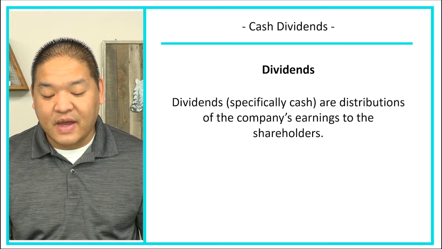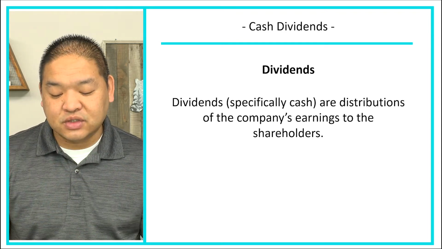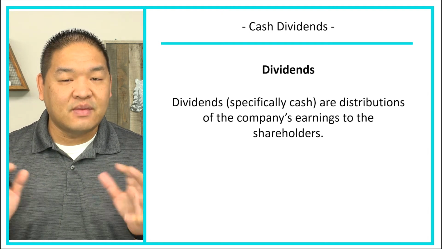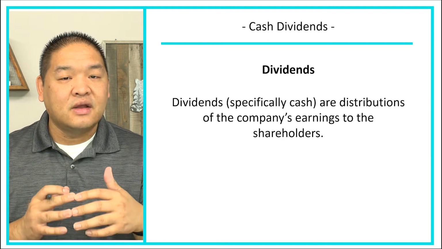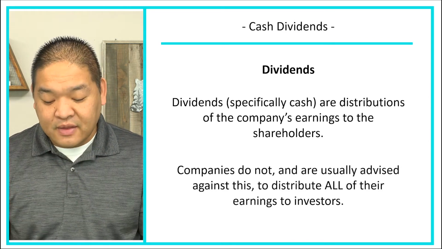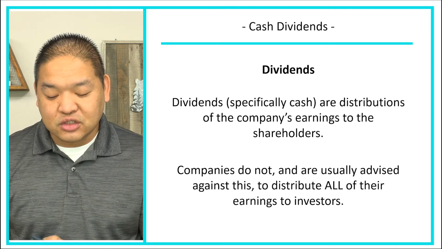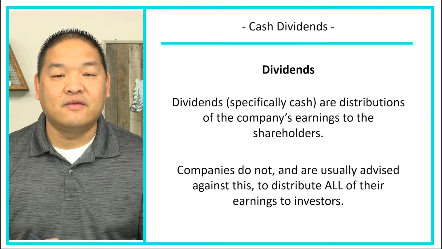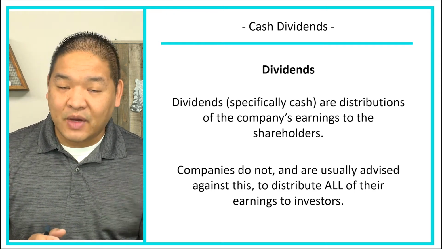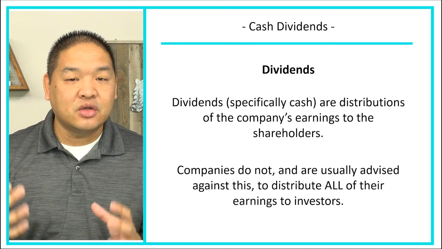So talking a little bit about dividends. Dividends, now specifically cash, are distributions of a company's earnings to shareholders. Now we'll talk about in some instances that there are non-cash dividends, but specifically we're looking at cash dividends here. Companies usually are advised against distributing all of their earnings to investors. What we mean here is that if a company makes $100, they don't distribute all of that to their shareholders. And there is a good reason why.